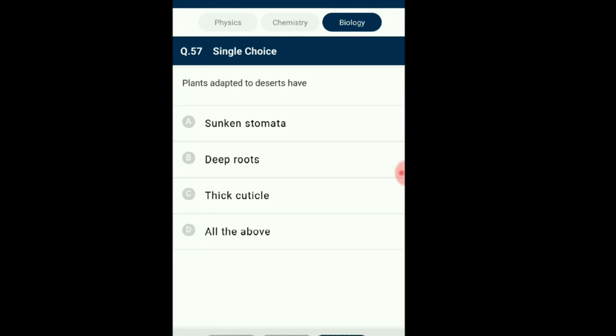Stem and leaves are covered with a thick cuticle and wax, which also reduces transpiration. So the answer for this question is option D. All of these desert plants have sunken stomata, deep roots and thick cuticle. So all the properties are seen in desert plants.